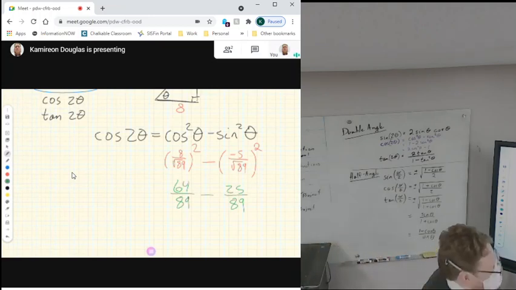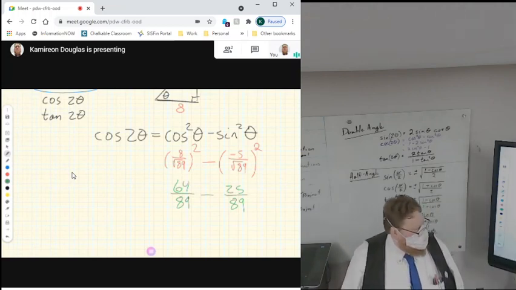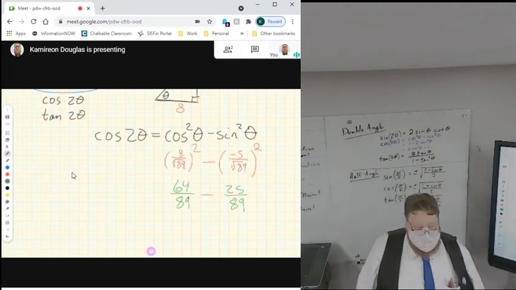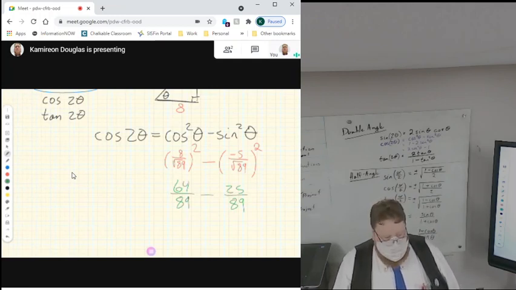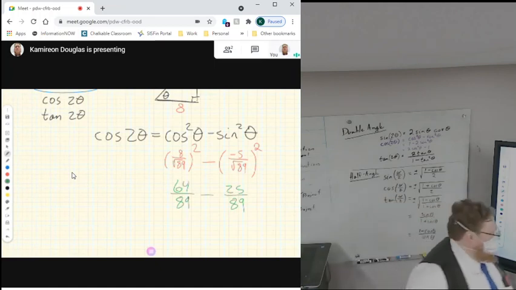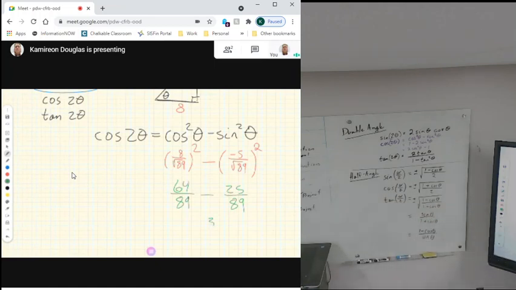Last thing, I'm going to finish simplifying this. I have 64 over 89 minus 25 over 89. What is that? 39. And that's my solution.